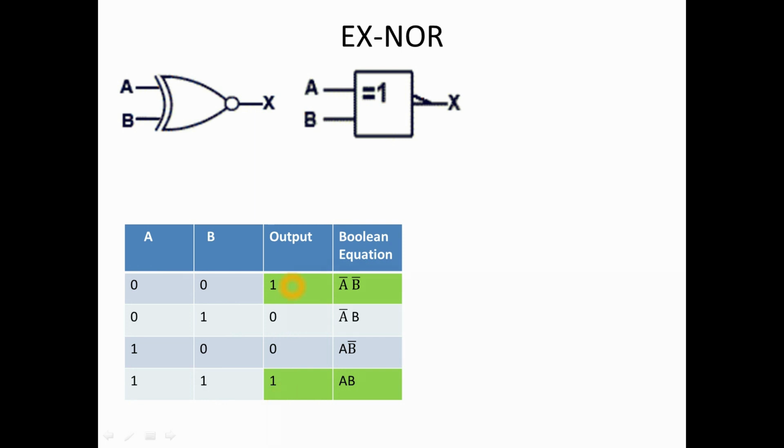When you write the equivalent Boolean equations for these inputs, it is A bar B bar, A bar B, A B bar, A B. This output is 1 for A bar B bar and also for A B. Hence the equivalent logical expression is A bar B bar plus A B.